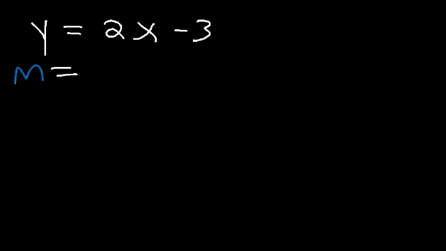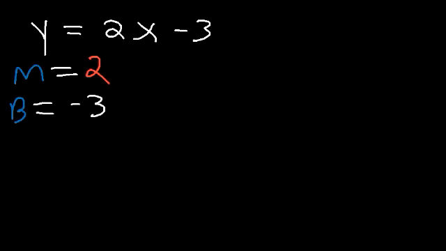Now, let's say you have the equation y is equal to 2x minus 3. What is the slope and the y-intercept of the equation? The slope, which is represented by m, is the number that's in front of x. So in this case, the slope is 2. Now, what is the y-intercept? The y-intercept, which is represented by b, is basically this number, -3.